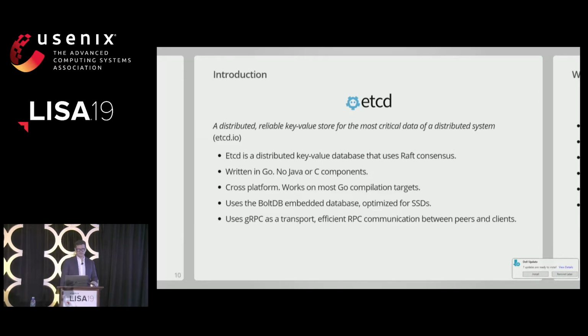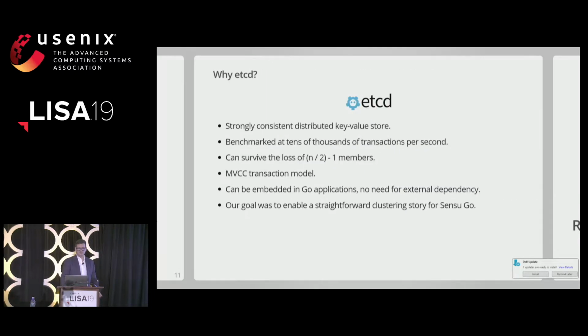So etcd uses the BoltDB database that was written mostly by Ben B. Johnson, who is a great software developer. It works really well on SSDs. It's optimized for SSDs. It can serve hundreds of thousands of reads off of an SSD, so it does a really good job. And it uses gRPC for sending messages around.